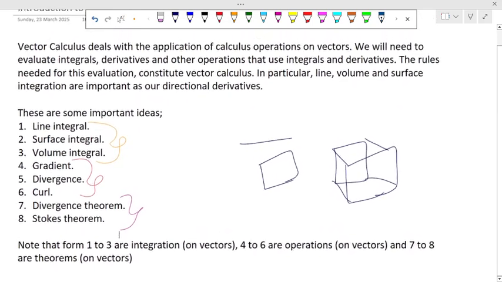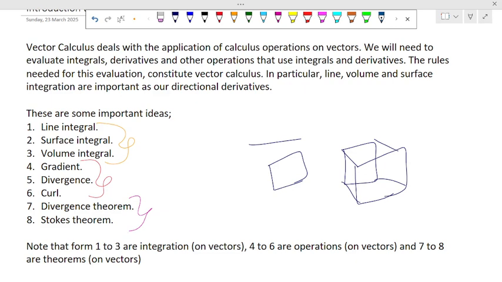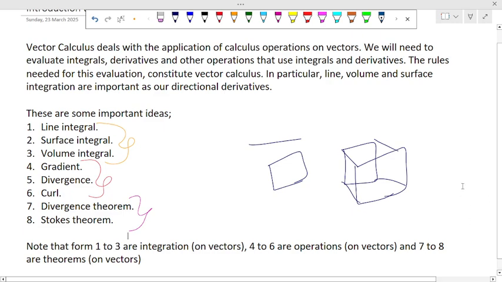I know we've not solved anything, we've not done any integration or differentiation, but this is just what you have to bear in mind when we talk about vector calculus. Just know that it's the operation of calculus on vectors. The calculus operations here are line, surface, and volume integrals, then the operations are gradient, divergence, and curl, and then the theorems, divergence theorem and Stokes theorem.